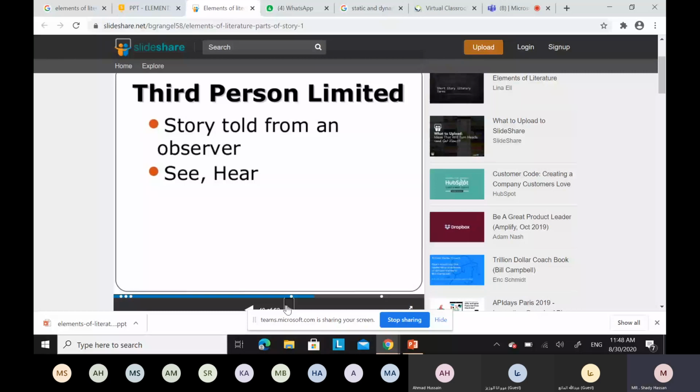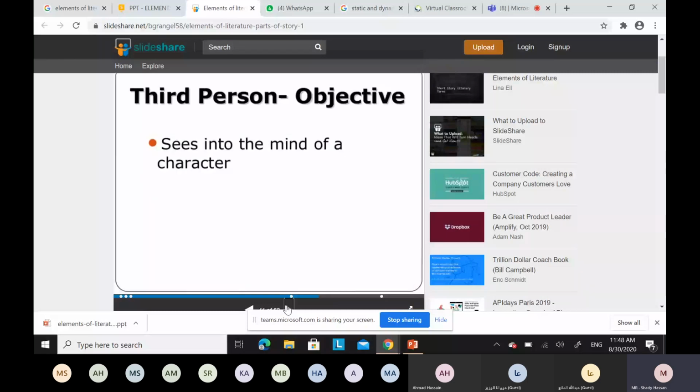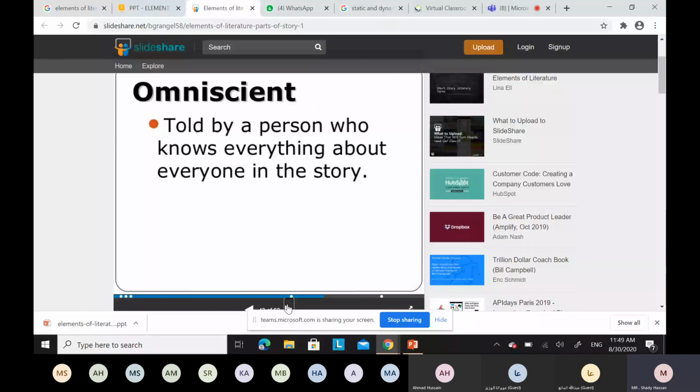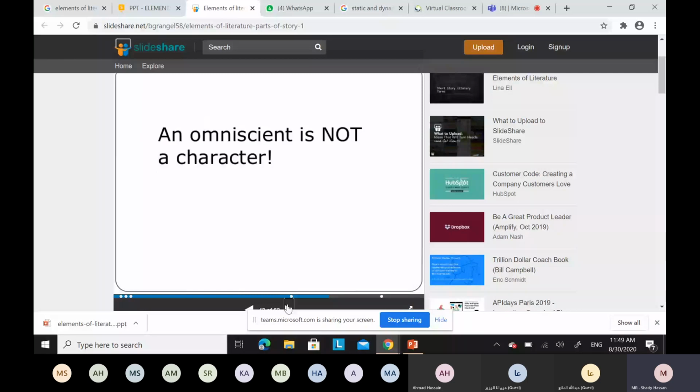The third person objective sees into the mind of the character. You know what's going on inside the mind of the character. Third person omniscient: the story is told by a person who knows everything about everyone in the story. Actually, the third person omniscient isn't a character. Someone is going to tell you some details, but this person actually is not a character.